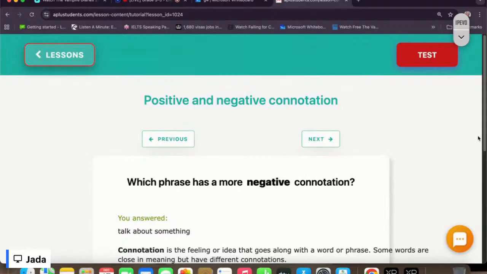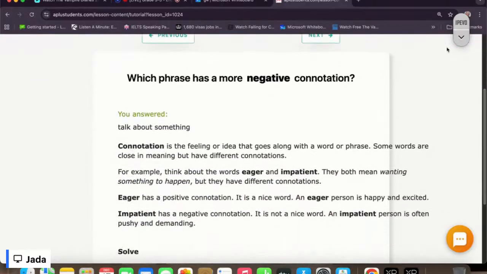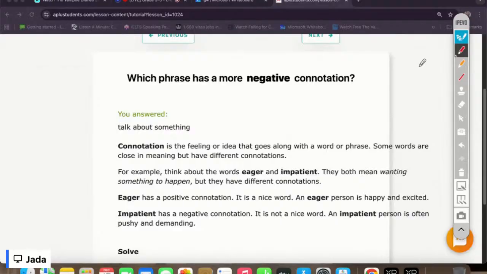So we have positive and negative connotation. Connotation is the feeling or idea that goes along with a word or phrase. Okay? Some words are close in meaning but have different connotations. So connotation is the feeling or idea that goes along with a word or phrase.